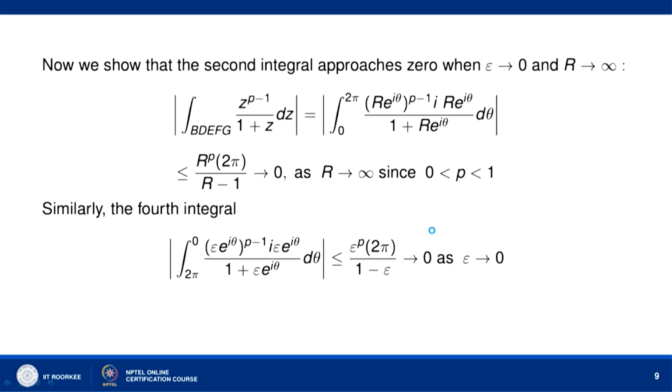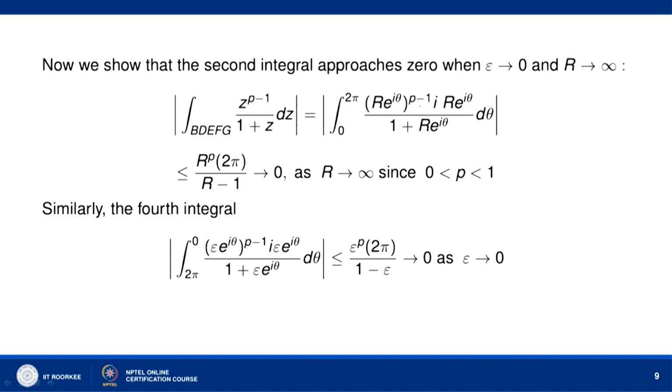So, first we show that the second integral approaches 0 when epsilon goes to 0 and r goes to infinity. The second integral is integral over b d e f g of z to the power p minus 1 over 1 plus z dz. Now, here z is equal to capital R e^(iθ). So, we have R e^(iθ) to the power p minus 1, i R e^(iθ) over 1 plus R e^(iθ) dθ, and mod.